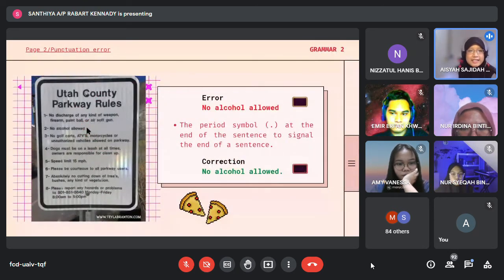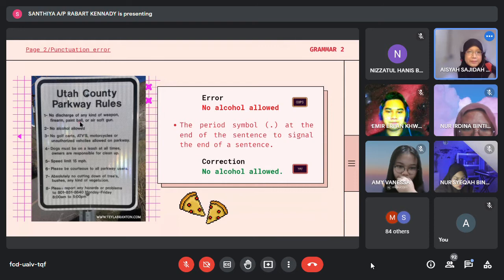The second material that we got here is also a signboard. So the error here is no alcohol allowed. As you notice, there is no period symbol after the word allowed. So the period symbol at the end of the sentence is essential in order to signal the end of a sentence. The correction should be no alcohol allowed with a period mark. Next slide.